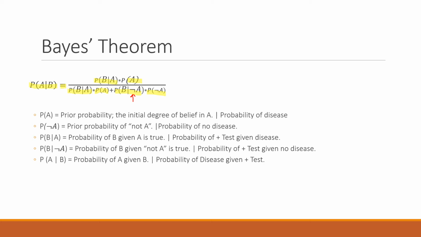And so what is A? That's our prior probability, the initial degree of belief in A. We can call that the probability of disease in this example. So what is the probability of not A? Well, it's the inverse.